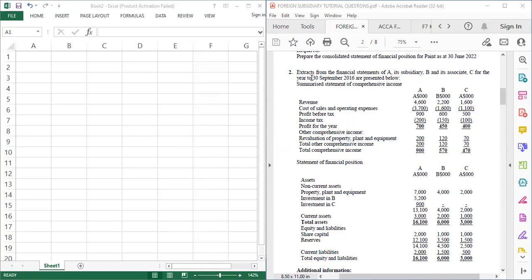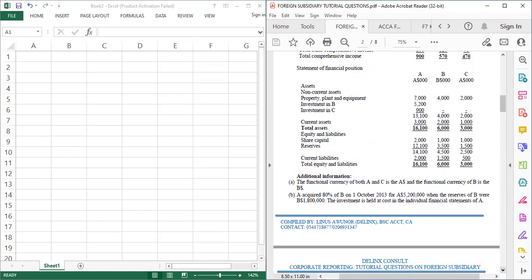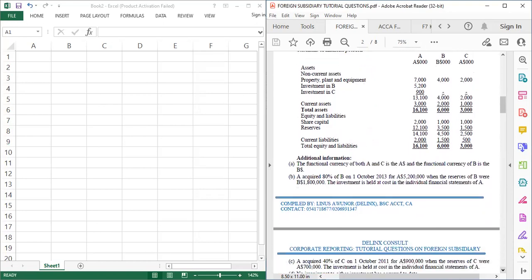Okay, question 2. Extracts from the financial statements of A, its subsidiary B, and its associate C, for the year to 30th September, statement of comprehensive income. Additional information. A. The functional currency of both A and C is the A dollar, and the functional currency of B is the B dollar.